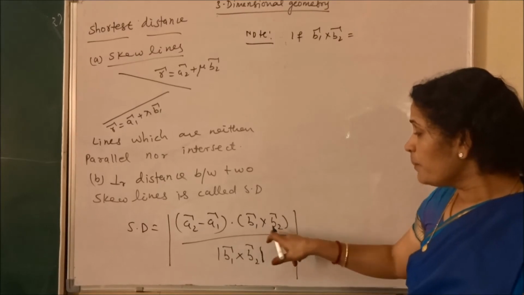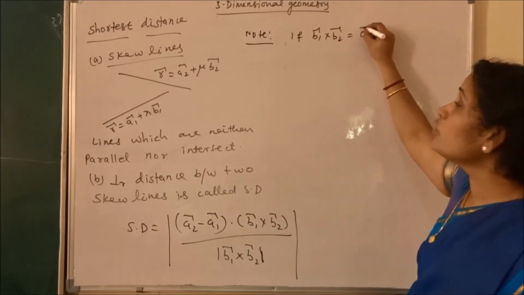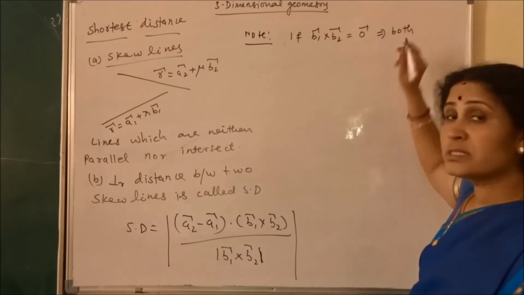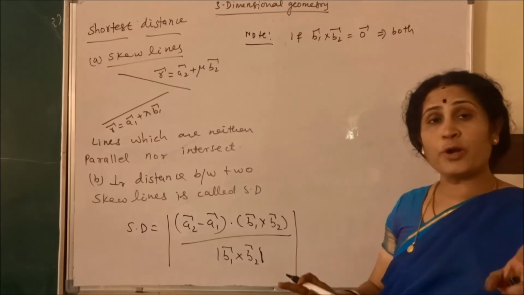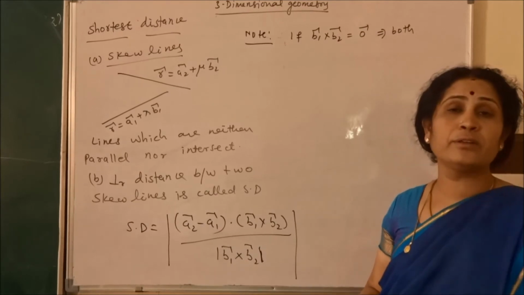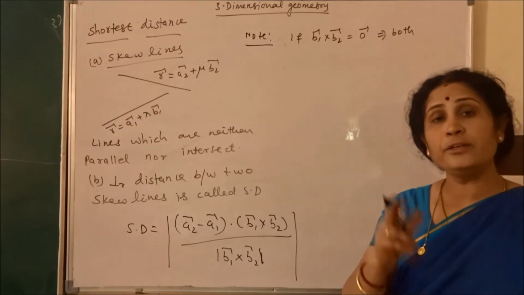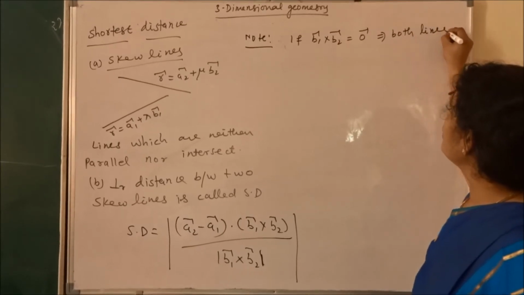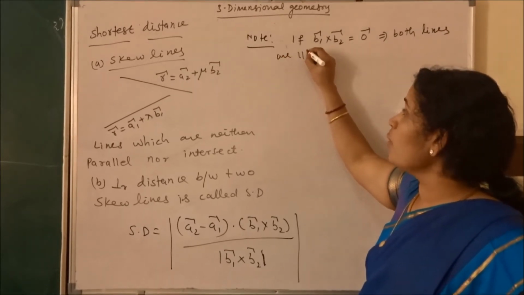Suppose you are finding B1 cross B2 and you get the 0 vector, then it implies both lines are parallel. Keep that in mind. If the cross product A cross B equals 0, then A vector is parallel to B vector. I already introduced this in cross product. So both lines are parallel. Clear to you what I am saying?